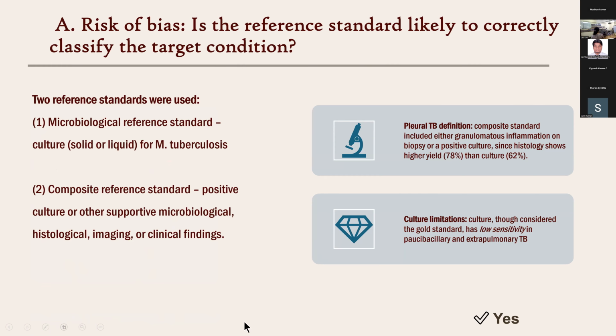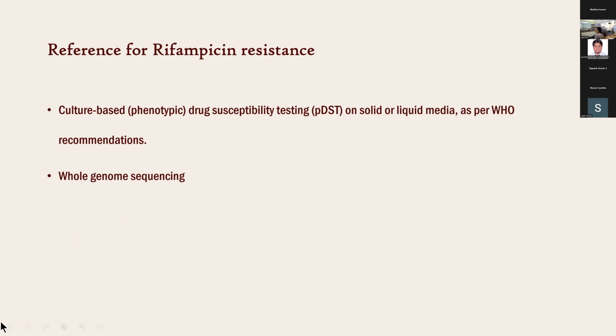But then, as we all know, there's some limited sensitivity to cultures. A lot of our tests do end up being positive. So understandably, they have also used a composite outcome. So that is culture plus some other supportive things. So that means imaging, like in TB meningitis, or histology. And they've also specifically mentioned that for pleural TB, if histology, as previous literature has shown, has a higher yield than culture. So that also seems reasonable and what we would be using on a day-to-day basis.